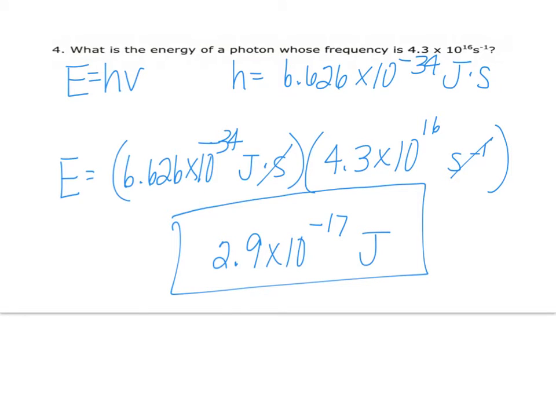So we plug in the constant times the frequency that they gave us, and then we answered in the correct number of significant figures, which would be 2.9 times 10 to the negative 17 joules.